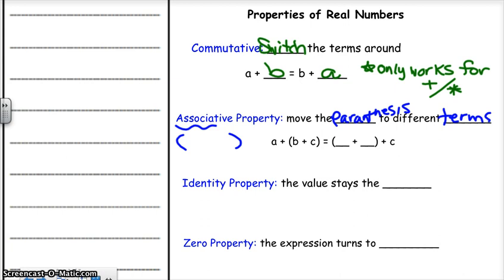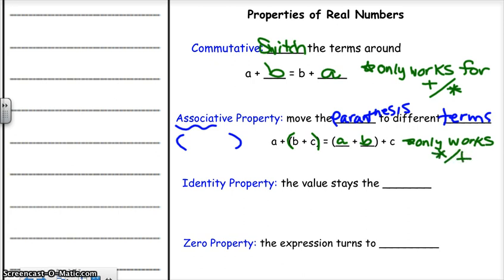For example, if you have A plus, look, B and C are part of a group: B plus C. It's the same thing as moving the parentheses so A and B are in a group and C is on the outside. Okay? So anytime you see different things inside the parentheses, that's associating. Different letters are associating together. They are part of a group. Okay? It only works for addition and multiplication.